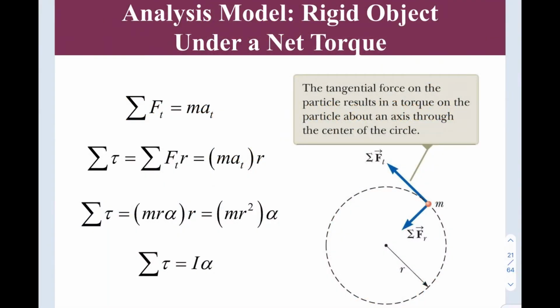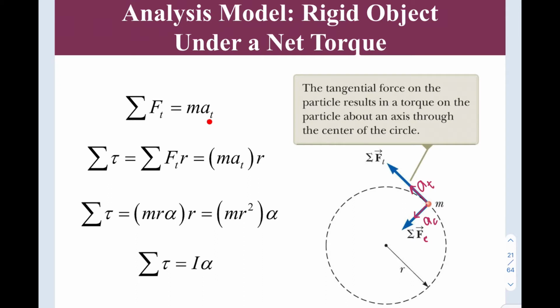Let's move to the analysis model, rigid object under a net torque. If we consider an object having mass m, moving in a circular path, experiencing angular motion or circular motion. At this instant, this object experiences a tangential acceleration. Still remember? Based on Newton's second law, F is equivalent to ma.